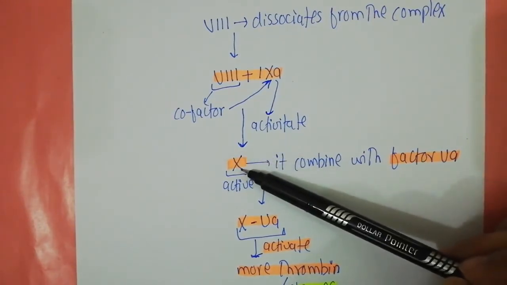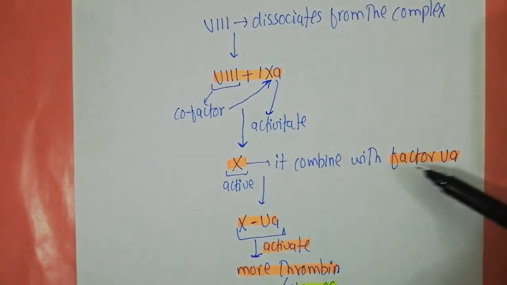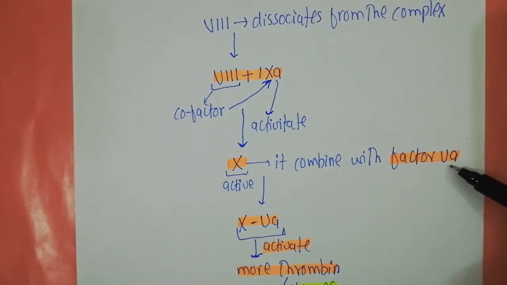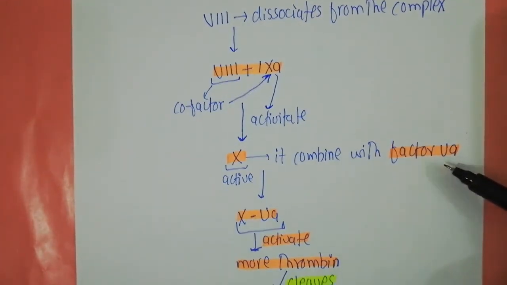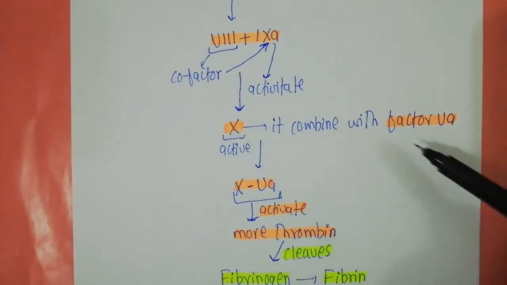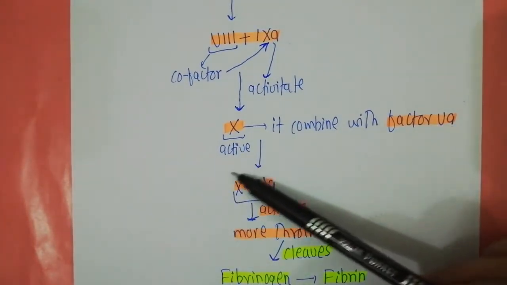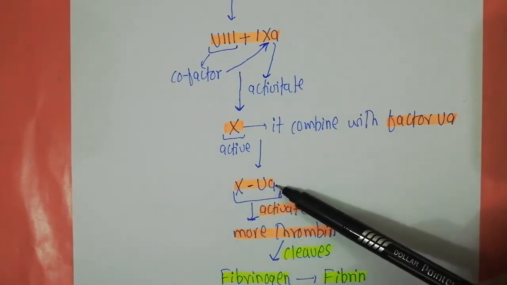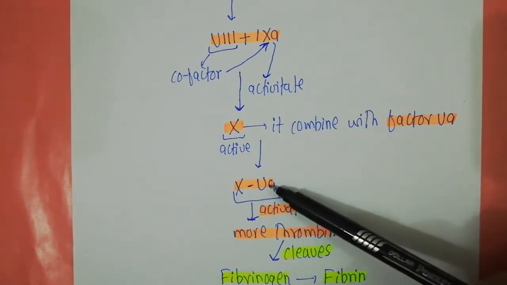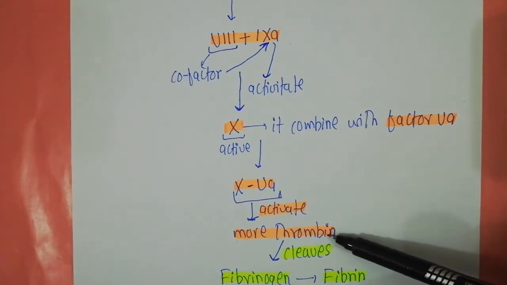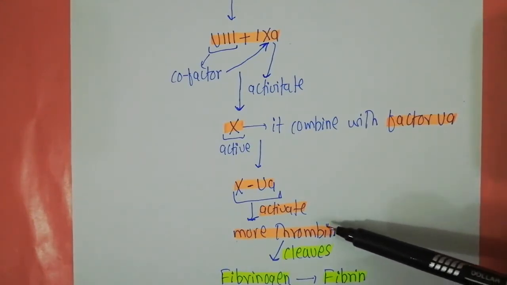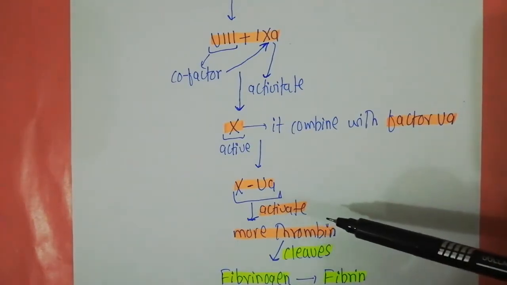When factor 10 is activated, it combines with its cofactor which is called factor 5A. And when factor 10 combines with factor 5A, you are getting this complex of factor 10 and factor 5A. This complex is going to activate more thrombin in the body. So initially you have got a very low number of thrombin.